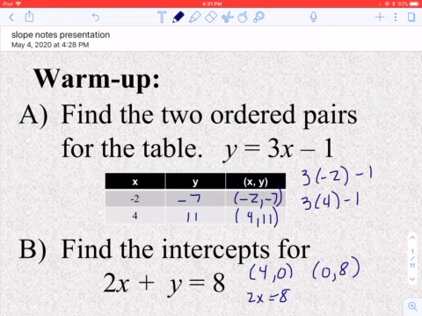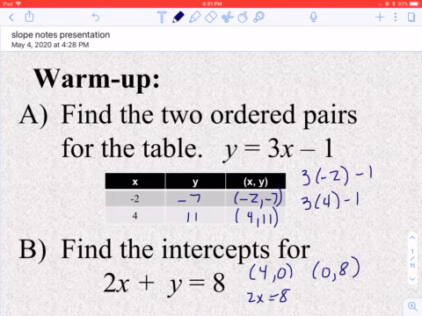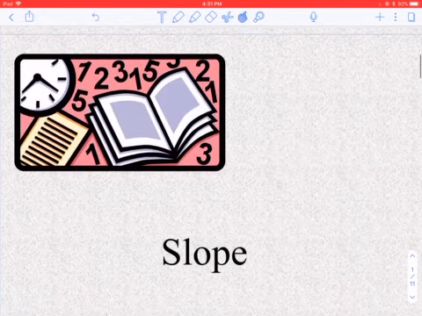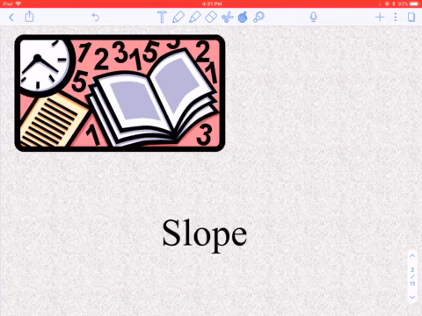So hopefully we're doing okay with those two concepts. We'll have a quiz on this probably one day next week. So moving on to our lesson for today, we are going to be covering slope.